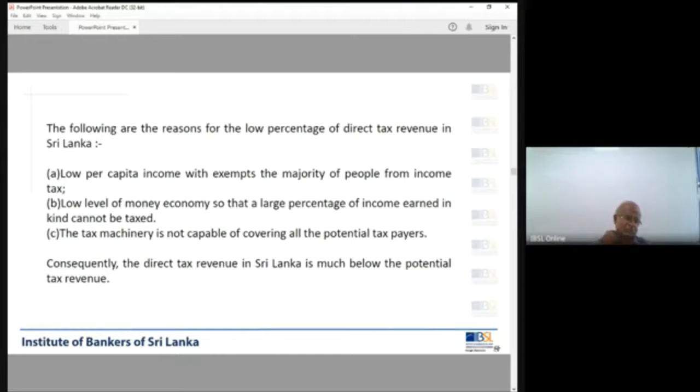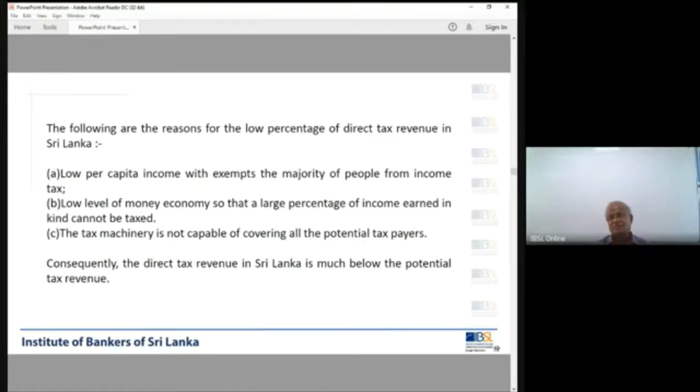Salaries of 40,000, 50,000, the low pensions, the low salaries, you can't pay taxes out of that money. Yeah, that's right. But the government has to act on both sides. Once they bring them into the tax net, cut down the indirect tax. Number two, low level of money economy, so a large percentage of income earned in kind cannot be taxed. Free uniform, free meal, free transport, right? These are the benefits that government employees, and some government institutions, give to the people, right? Then you cannot tax that.